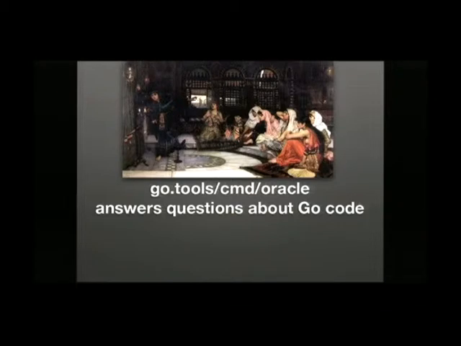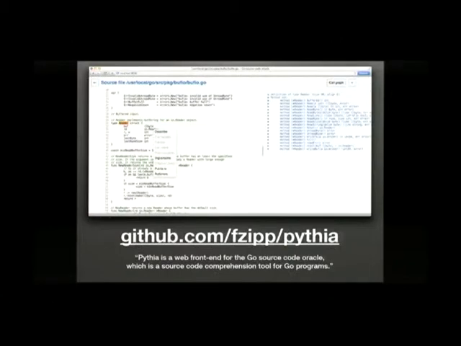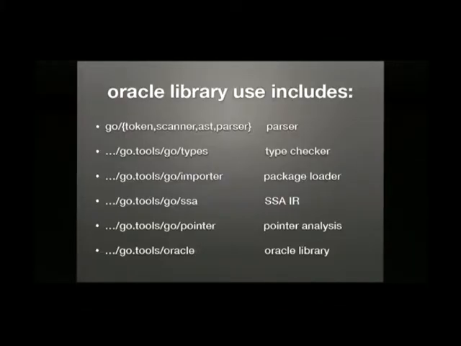It lets you ask questions about Go code. Questions you didn't know you could even get an answer to, it will answer. You just point at a piece of Go code, it gives you the answer. And Pythia, incidentally, was the high priestess of the Delphic Temple of Oracle. The Oracle tool uses a number of libraries, and they are collectively, to my mind, the first two-thirds of a Go compiler.